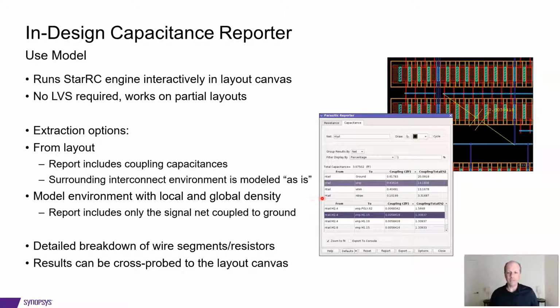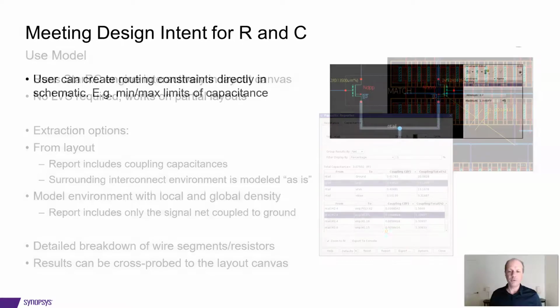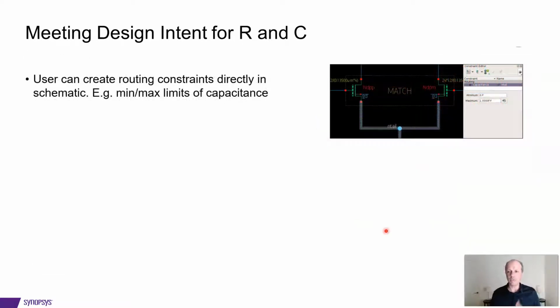And when you select one of them here, as I did here, I selected the coupling capacitance, you'll get a breakdown, and from there on, cross-probe to your layout. The parasitic reporter is also aware of design intents that the designer may have passed on to the layout team.